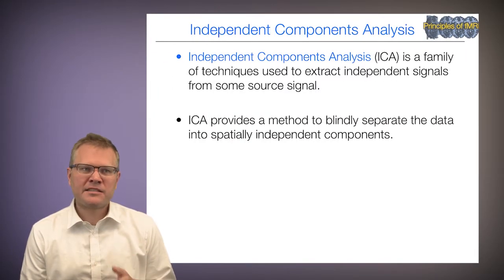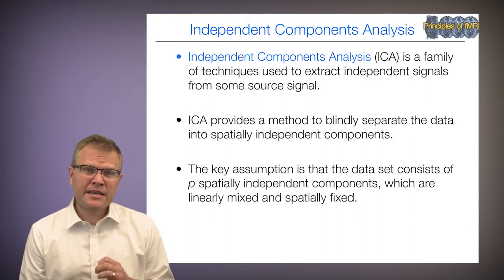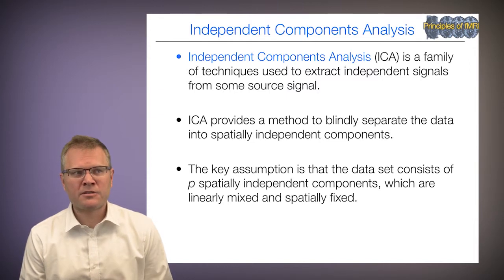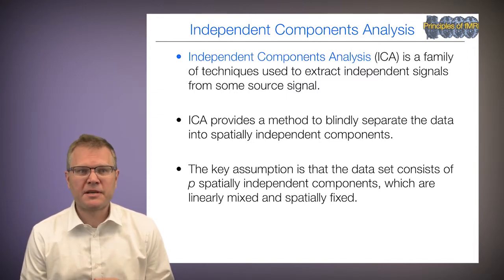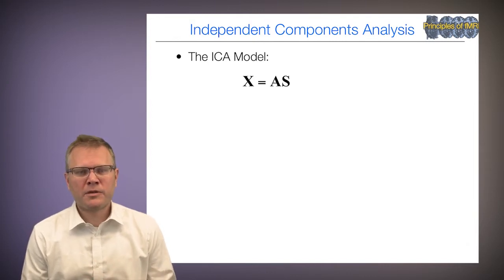Independent component analysis, or ICA, is a family of techniques used to extract independent signals from some source signal. ICA provides a method to blindly separate the data into spatially independent components. Here, the key assumption is that the data set consists of p spatially independent components, which are linearly mixed but spatially fixed. The ICA model differs a little bit from what we used in PCA.